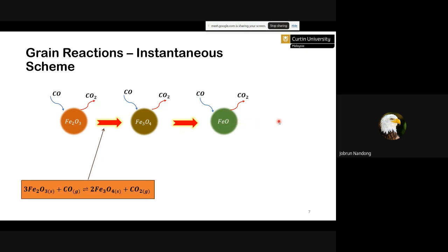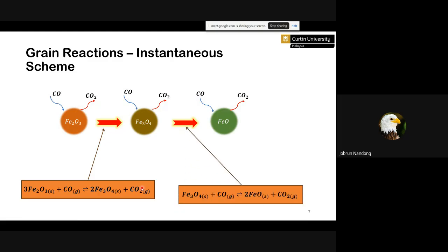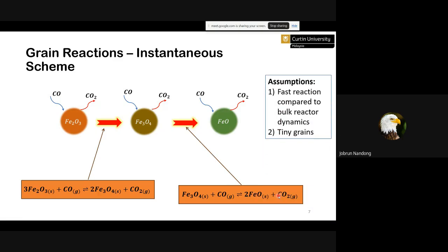Okay. So this reaction is a reversible reaction. So we have the oxygen carrier here, Fe2O3, reacting with CO to produce Fe3O4 and CO2. Okay, from the second stage, we have Fe3O4 reacting with CO that will produce FeO plus CO2. All right, everything is simple enough. Assumption: fast reaction compared to bulk reactor dynamics. And of course, we have a tiny grain.